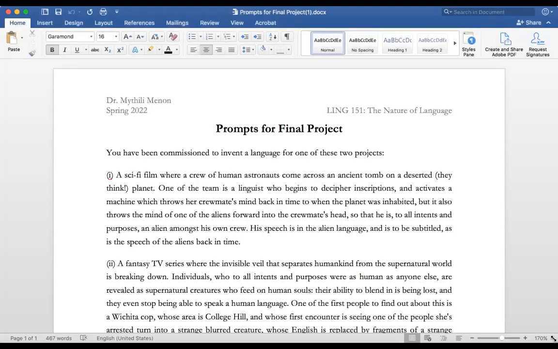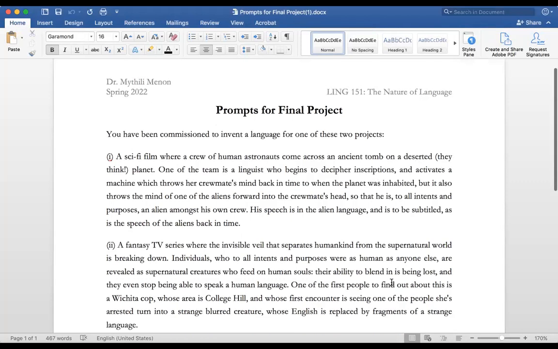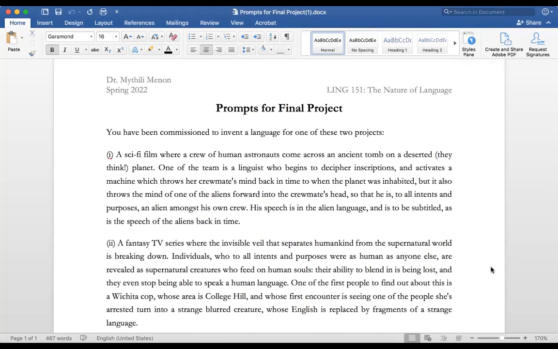Great. Okay, so prompts for your final project. This will also be up on Blackboard. Like I said, I have taught 151 for the last 5 years. These are the 2 prompts that I usually like to give out, which really get my students excited. I find that a lot of you fall into either the science fiction category or the fantasy category. Though in the past, I've had students who wanted to merge the 2 prompts together. That's completely okay as well.